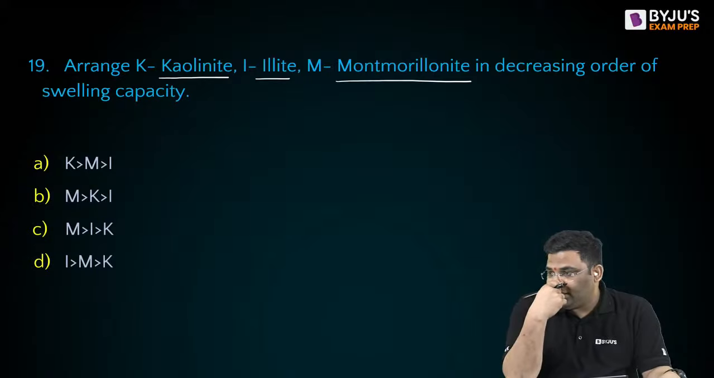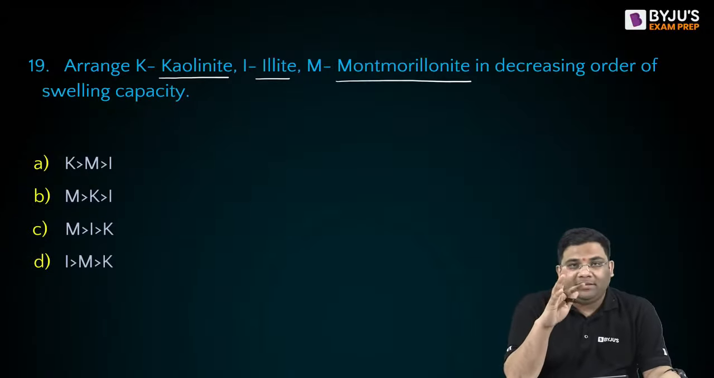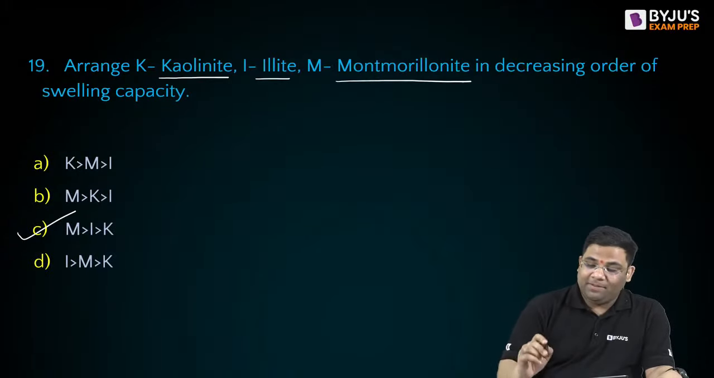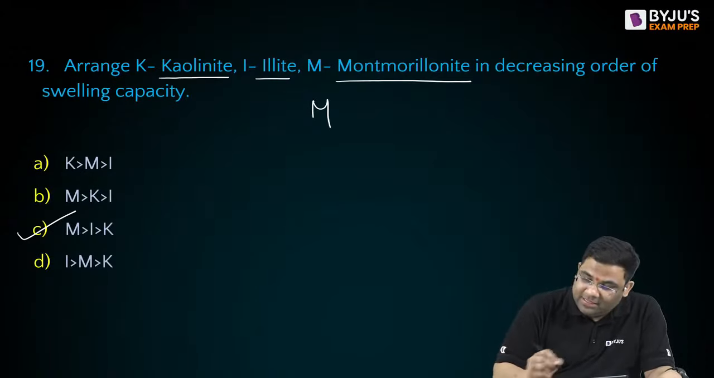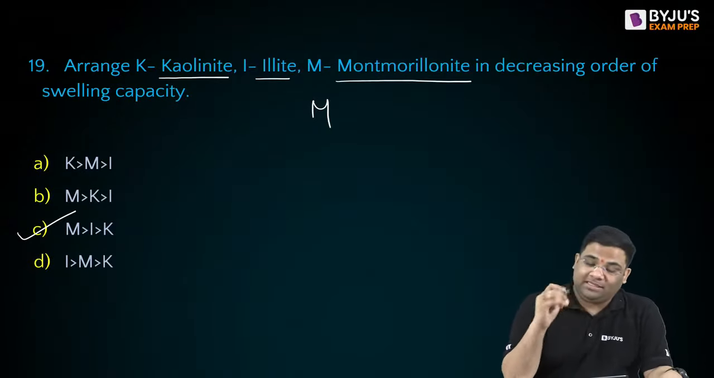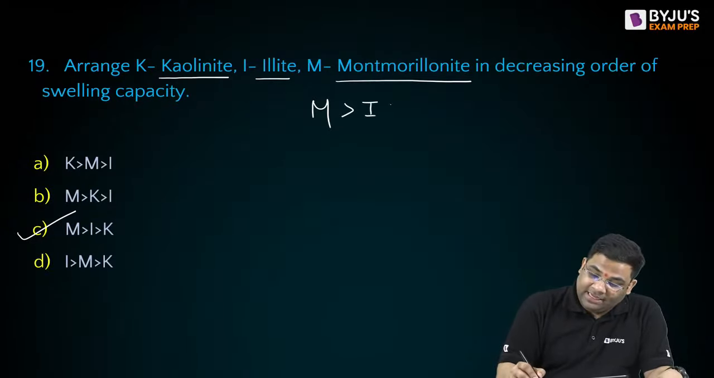Bijita answered C. Rajasthi has B. So there are B, alternative things going on. Okay, so people are confused. The answer is C. Remember that montmorillonite has the highest swelling capacity, then I and then K.